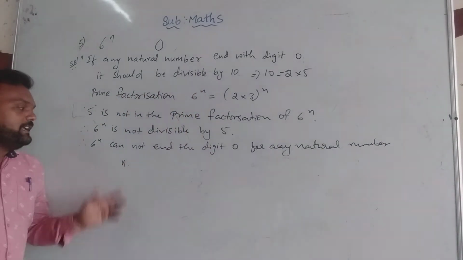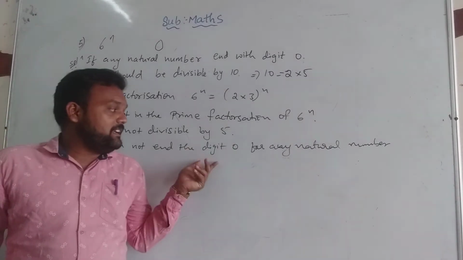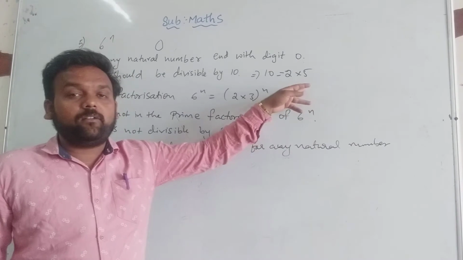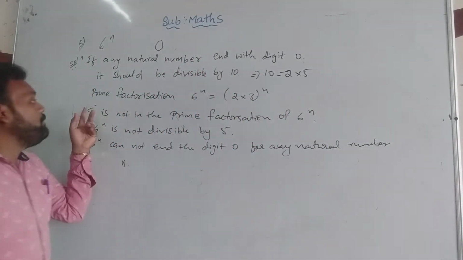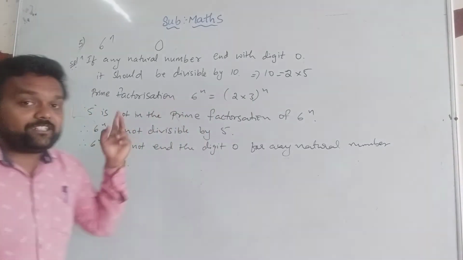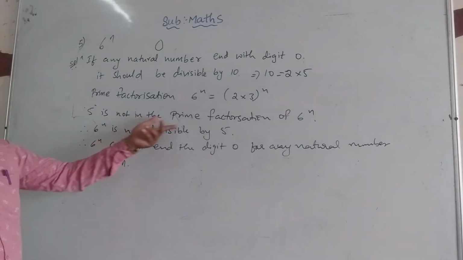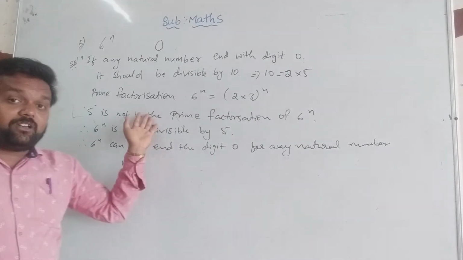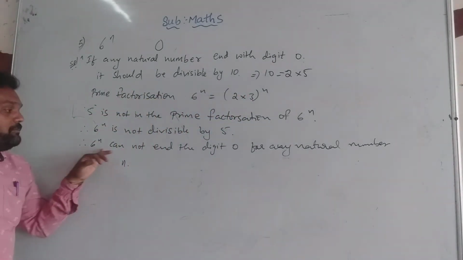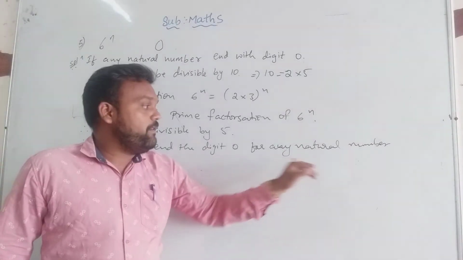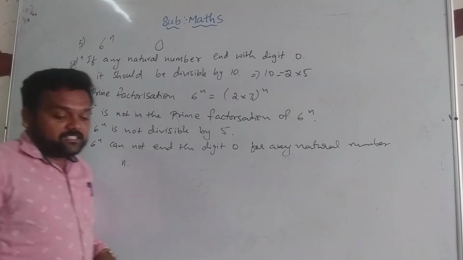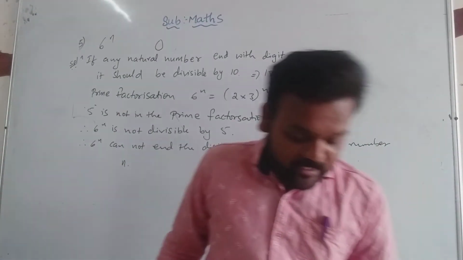Understood, students? If 6 to the power of n can end with the digit 0, it must be divisible by 10. 10 can be written as 2 into 5. Is it or not? If you see the prime factorization of 6 to the power of n, it is 2 into 3, to the power of n. Now, 5 is not there in the prime factorization of 6 to the power of n. That's why 6 to the power of n cannot end with the digit 0 for any natural number n. Understood, students? Yes. Next problem is the sixth one.